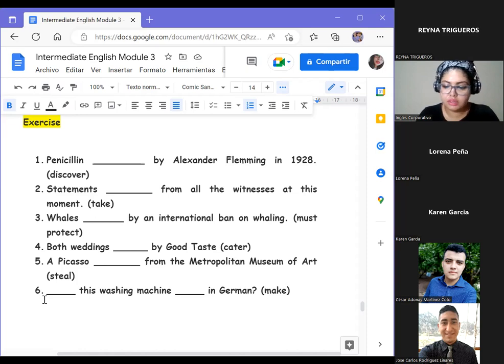In this number six, you are not going to have a made twice. You need to write the correct form of the verb or the elements that you are going to use to complete the sentence. But in that case, it's not that you are going to write made twice in the correct form.